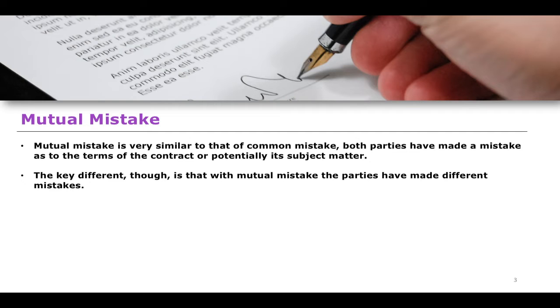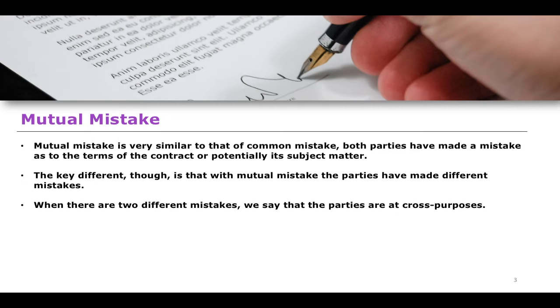So previously, when we looked at common mistake, they both had made the same mistake. So the example of making a contract about a subject matter that didn't exist. They're both making a contract on the basis of a subject matter, and they're both mistaken as to the existence of that subject matter. That is what we mean by common mistake.